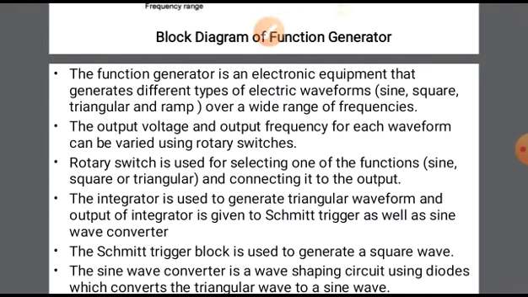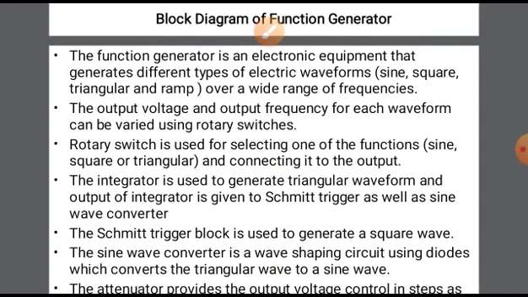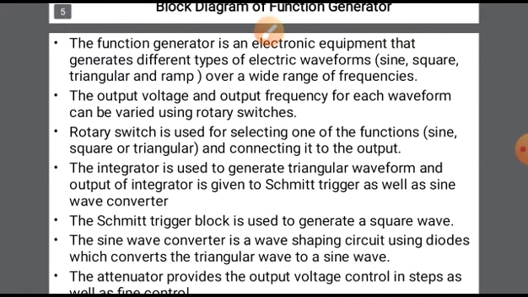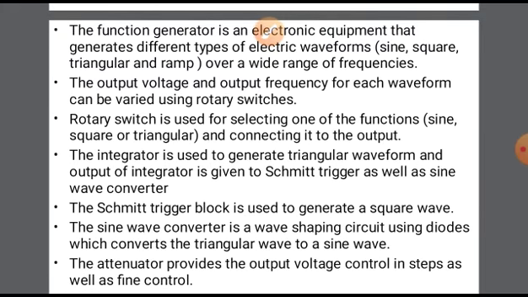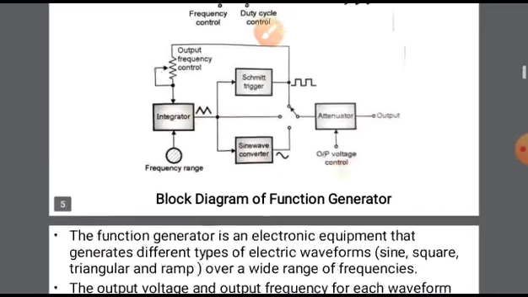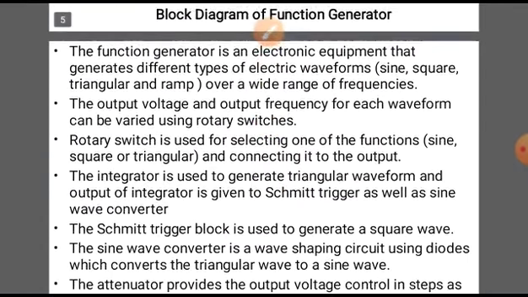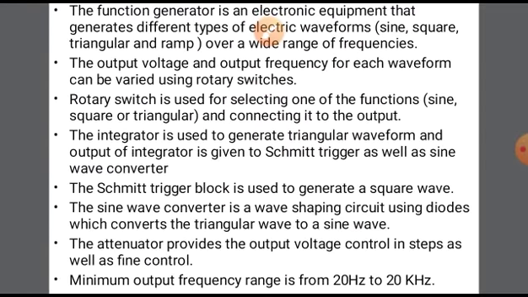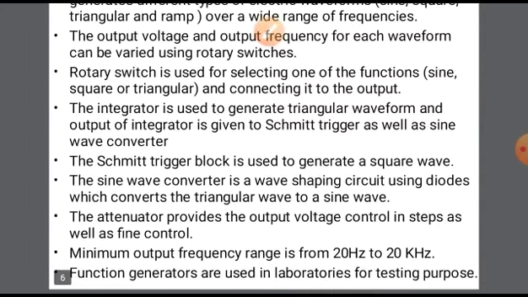A function generator is an electronics equipment that generates different types of electrical waveforms: sine, square, triangular, and ramp, over a wide range of frequency. The output voltage and output frequency for each waveform can be varied using rotary switches. That means there are three rotary switches: amplitude, frequency, and duty cycle. The integrator is used to generate the triangular waveform, and the output of the integrator is given to the Schmitt trigger as well as the sine wave converter.